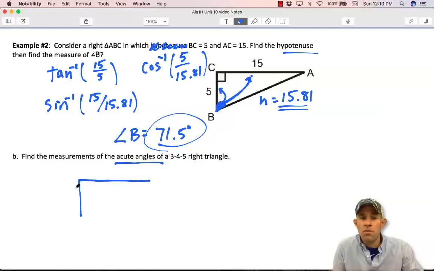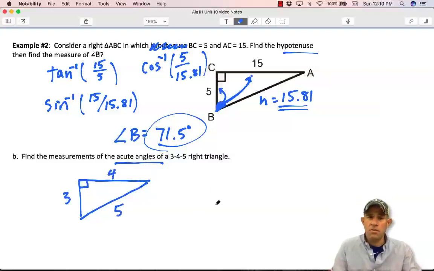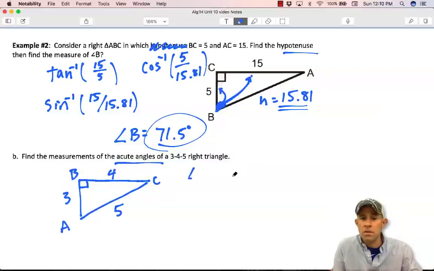Well, a 3, 4, 5 is a perfect right triangle. So let's go ahead and draw out our 3, 4, 5, the hypotenuse obviously being 5, and we'll label our angles A, B, and C. So let's start by finding the measurement of angle A, and again, because we know all of our sides, it doesn't matter which ratio we choose.